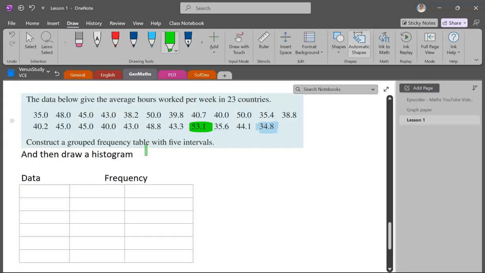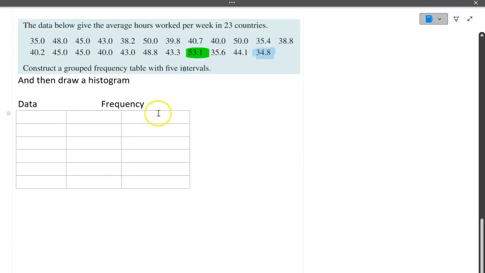Now we got two numbers, the smallest and the biggest number. So what we do is, notice it has asked us to construct a grouped frequency table with 5 intervals. So 5 intervals we need. Okay, so what I'm going to do is make these 6 rows, 3 columns.